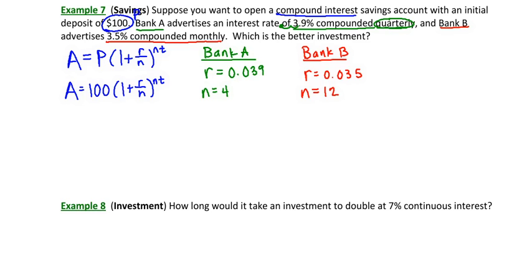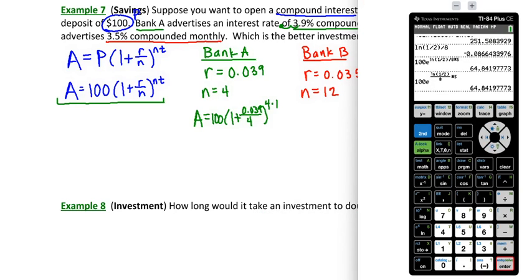So let's take a look at Bank A, and again, here is our plan. How much will we have at the end of 1 year at Bank A? So we'll calculate the amount in our account as 100 times 1 plus the rate, which we're going to use 0.039. We're going to use 4 for N, and in the exponent we have 4 times T, and we're looking at a 1-year investment. So let's see how much we would have at the end of 1 year. I'm going to assume more than $100 because our money should be growing. So let's type it in.